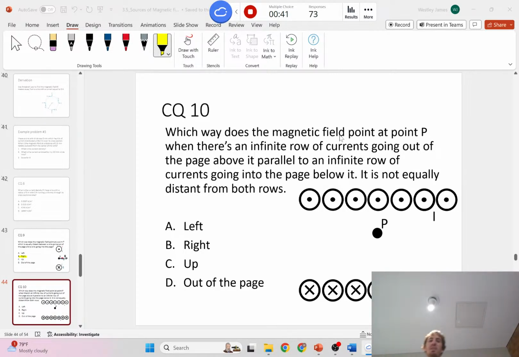What is the direction of the magnetic field here? The only thing that changed between this problem and the last one is we put a heck of a lot more of them, and we moved point P a little bit up.